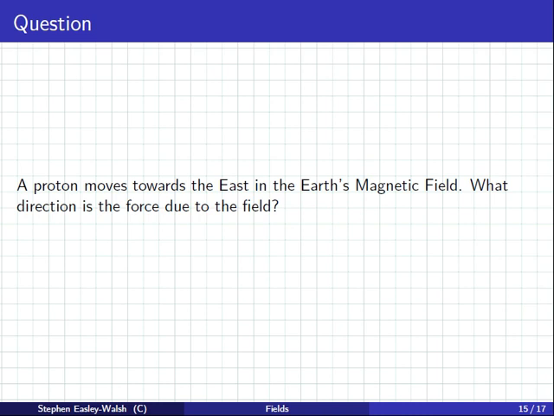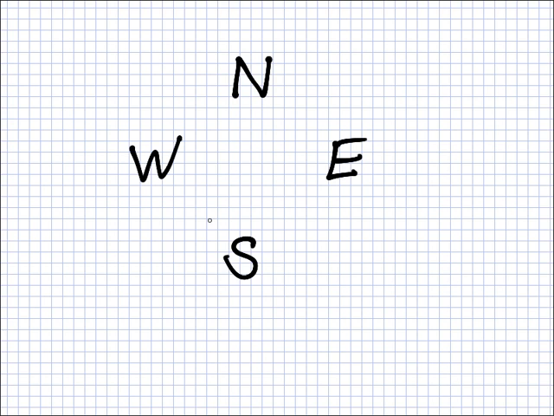A proton moves towards the east in the Earth's magnetic field. What direction is the force due to the field? Yeah, well, we really have to think about this, okay? So, let's have a good think about it. Santa Claus, penguins, Mecca, America. Okay. So, the proton is moving towards the east. So that's the field. Sorry, that's the current. Yeah, but north is actually south, and south is actually. I know, we're getting there, Zach.